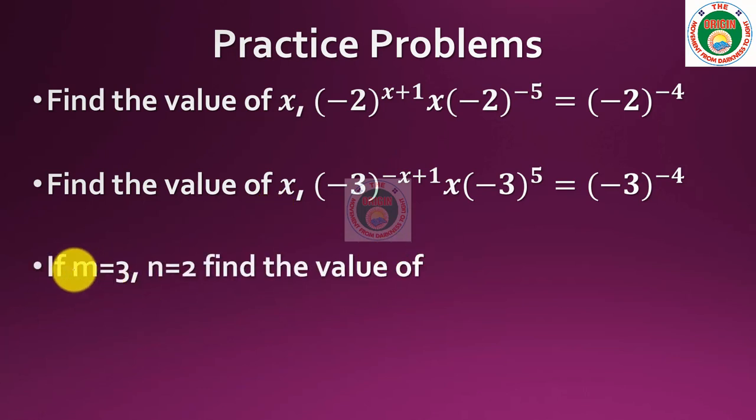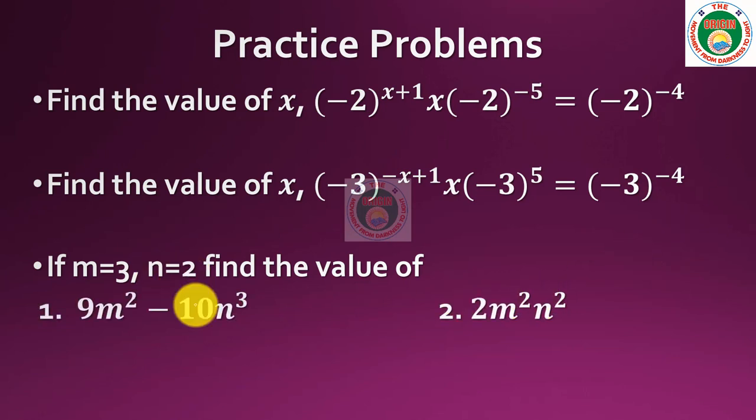Next one, a different problem. I already explained this in the basics of algebra module, so revise that video and you can do the problem. If m = 3 and n = 2, find the value of: first, 9m² - 10n³; second, 2m²n². In this case, substitute the m value and n value in the given problem, simplify it, and write down the solution. These are the practice problems, so listen to that video.